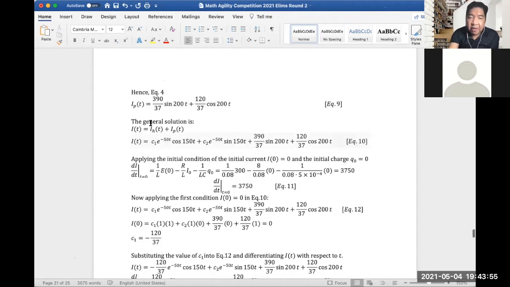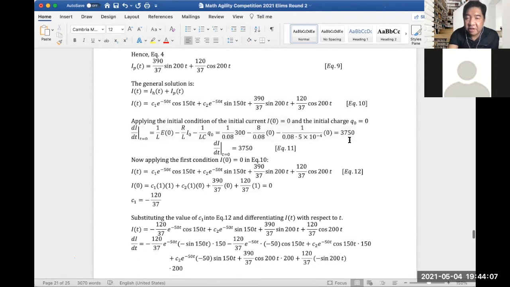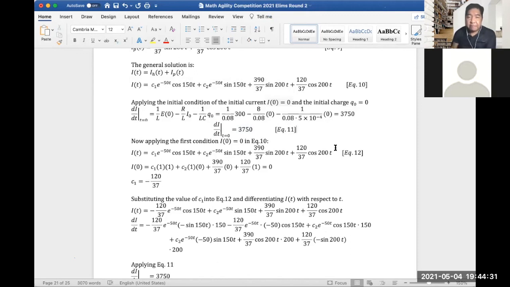So we still have the variables c1 and c sub 2. So now we need to apply the initial conditions. The current at time 0 is 0, and the initial charge Q sub 0 is also 0. So again, getting the derivative of this with respect to t at time 0, we get that di/dt at t equals 0 is this 3750 here, which is our equation 11. Now let's apply the first condition, I sub 0 equals 0, in equation 10.